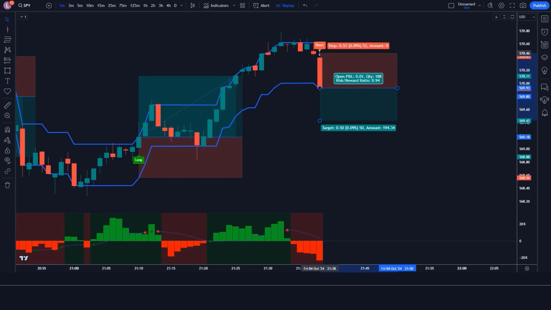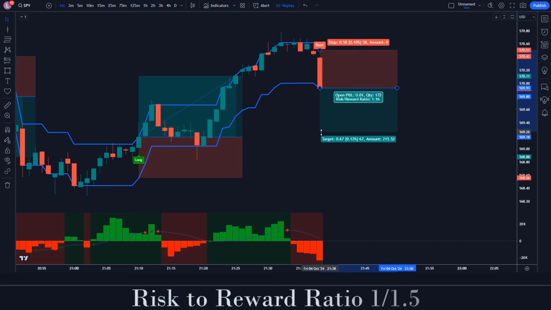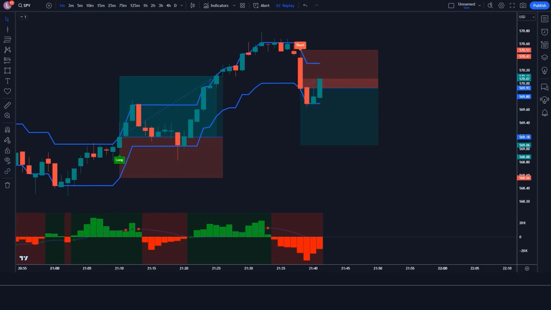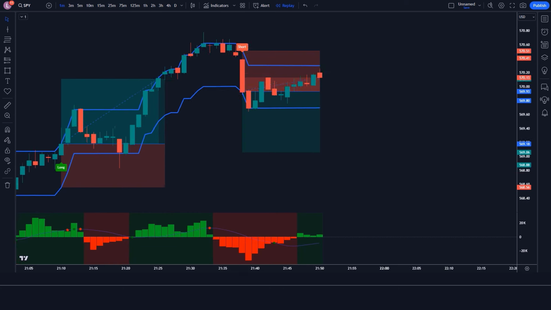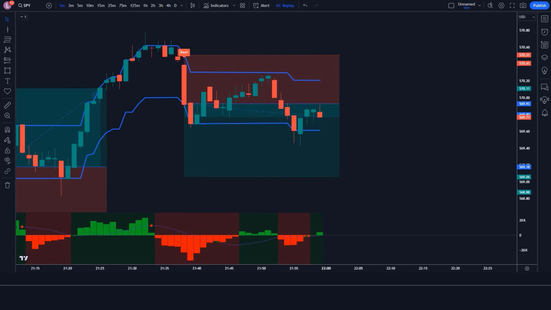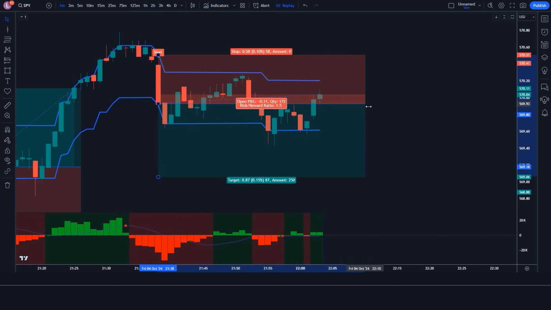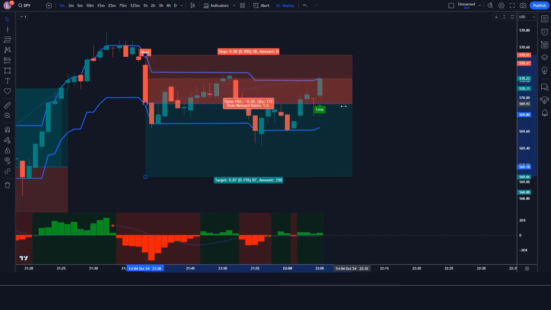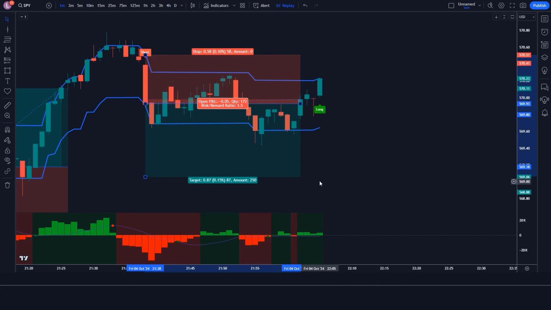Our stop loss is to be placed at the bull line. And the risk to reward ratio will be 1:1.5. Let's see what happens to our trade. The market has given the next signal, we will close this trade.